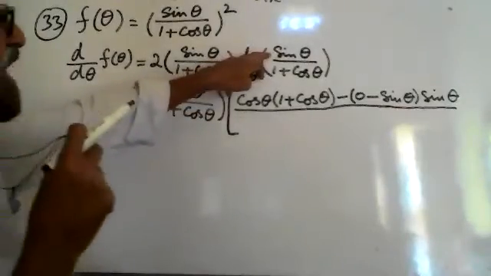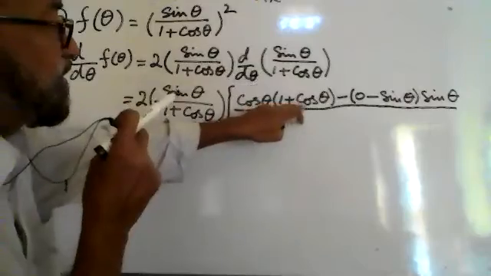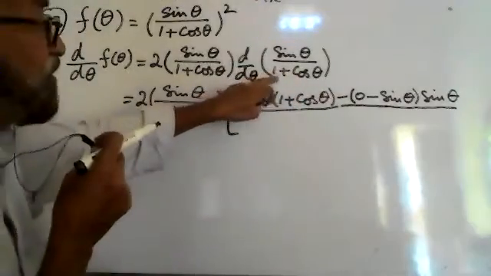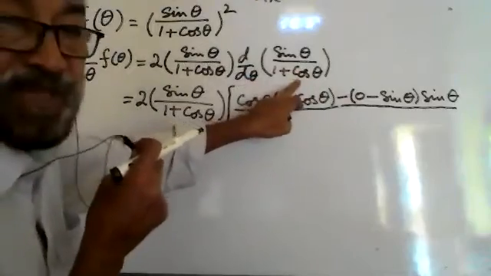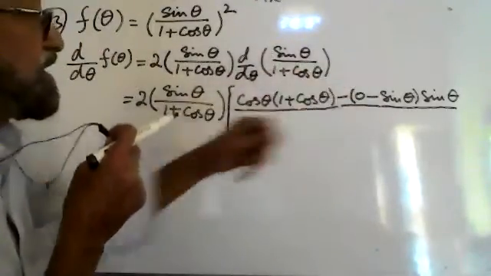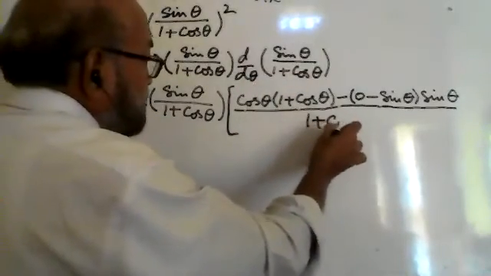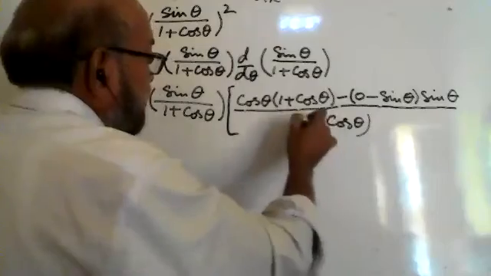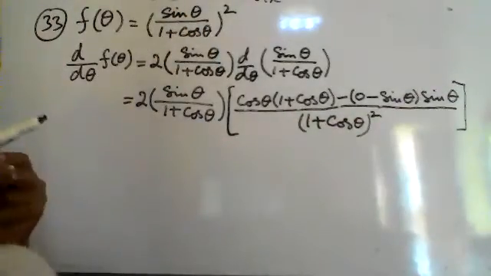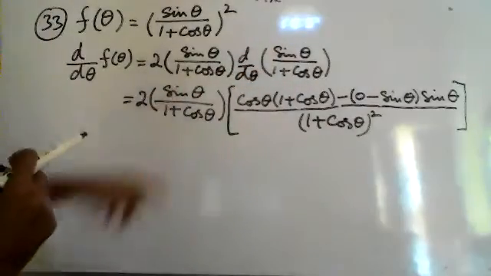Here we took the derivative of sine theta, that is cos theta. The denominator will be written as it is minus the derivative of the denominator. The derivative of 1 will be 0. Derivative of cos theta will be minus sine theta into numerator sine theta whole upon the square of the denominator 1 plus cos theta whole square and whole bracket close. This is the derivative of the whole one, and that is written as it is.